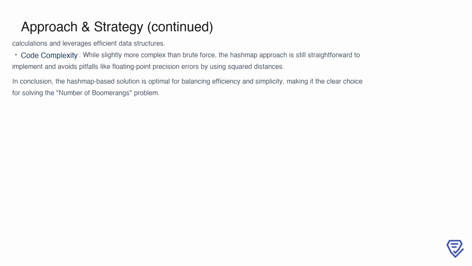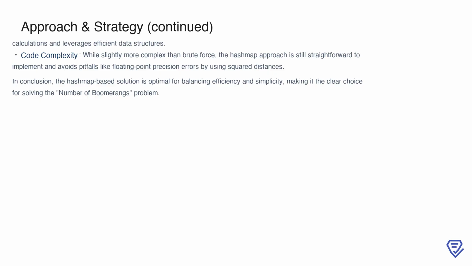After evaluating the options, the hash map-based solution is clearly the best choice due to its balance of time and space efficiency. It leverages the key insight that point order matters, enabling us to count permutations efficiently using frequency data. Additionally, this approach avoids redundant calculations and the potential pitfalls of floating point precision errors by working with squared distances. While it does require O(n) additional space for the hash map per anchor point, this is manageable compared to the inefficiency of the brute force method.